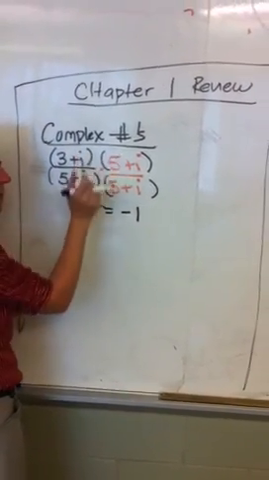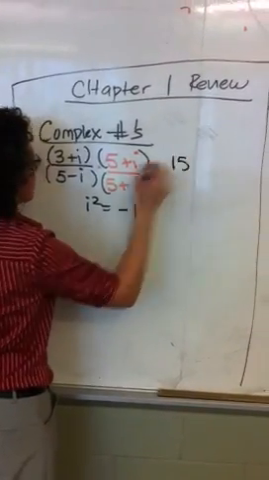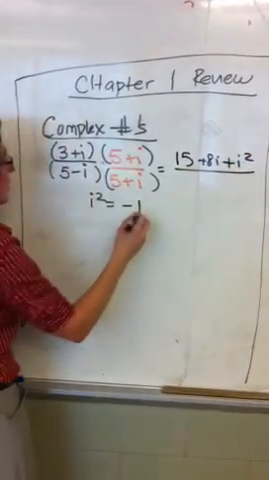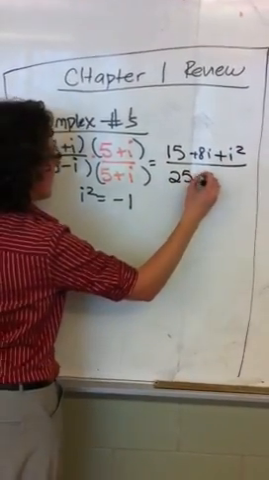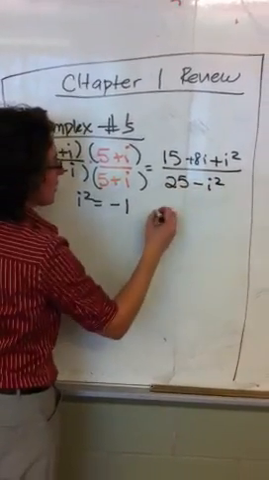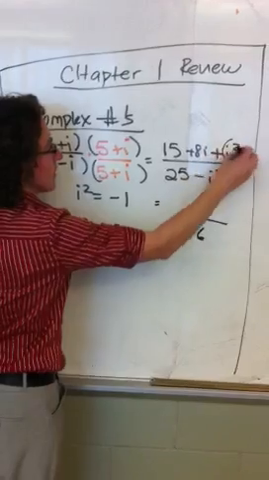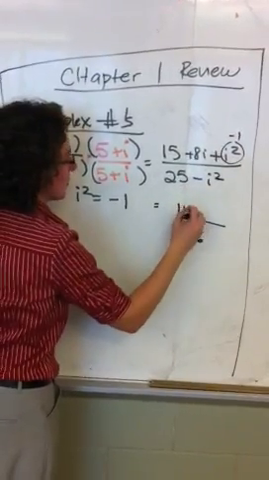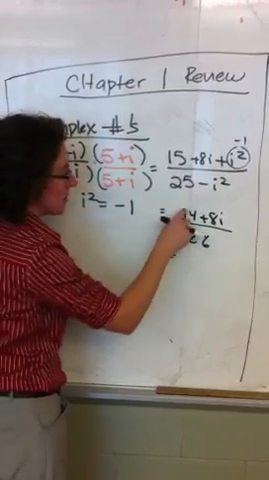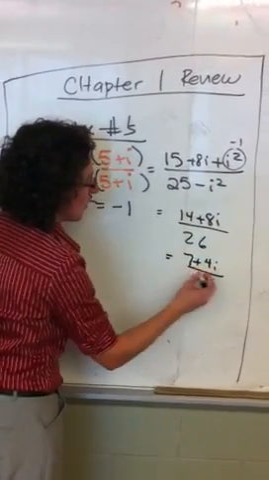Some things to remember is that i squared is -1. So you would FOIL the top and FOIL the bottom, and if you do that, you'll get 15 plus 8i plus i squared over 25 minus i squared. And i squared is -1, so the denominator is just going to become 26, and the numerator is going to become 14 plus 8i over 26. Now you want to simplify this because these each have a 2, so it will be 7 plus 4i over 13.